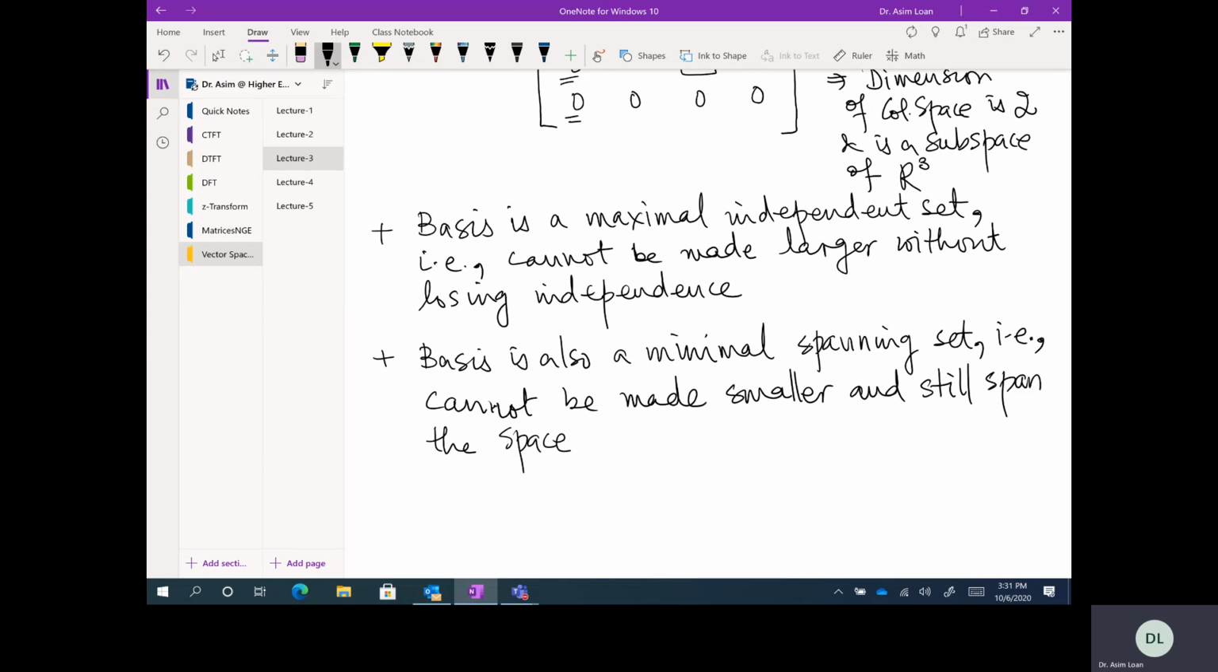So now we are in a position to see what the four fundamental subspaces are, and that is what we are going to do in the next lecture.